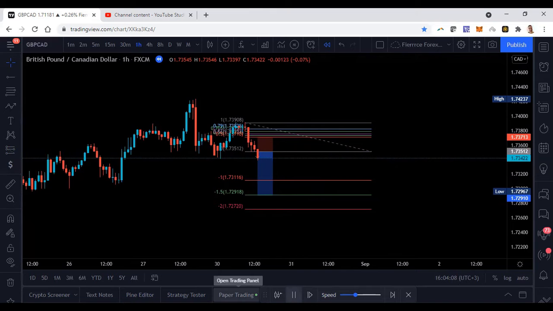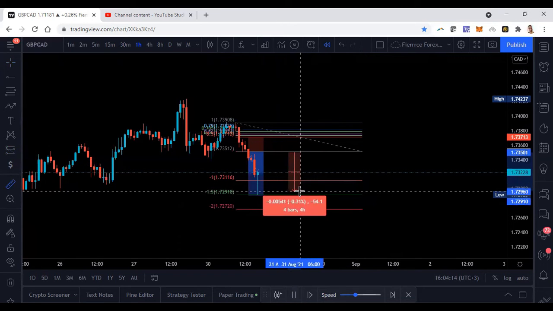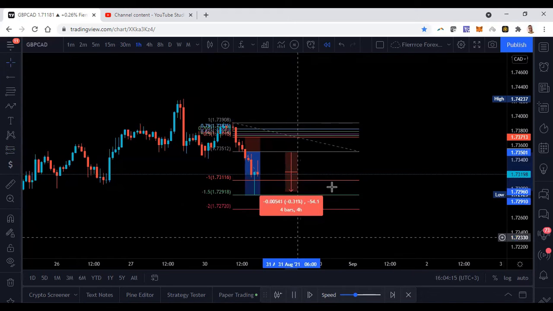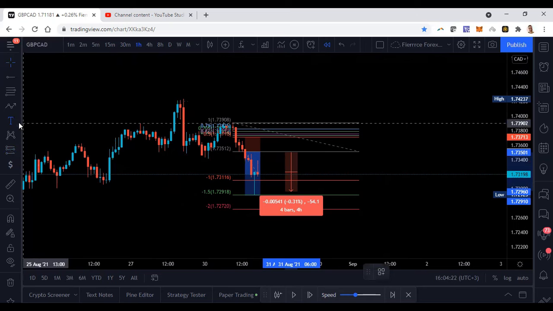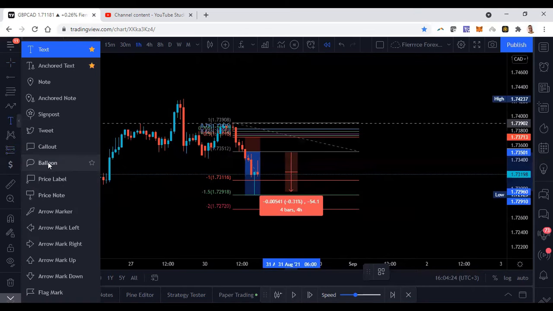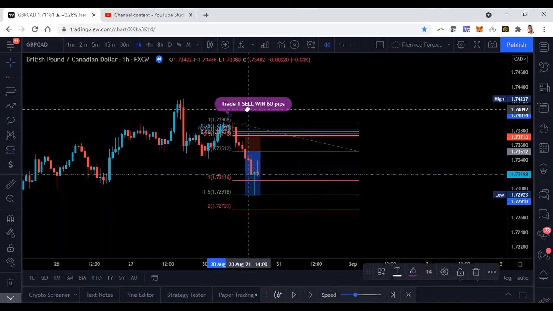There we go. We are already in a clean trade right about there, and we smashed my TP. So that's trade number 1. Trade 1 was a win. The sell was a win. We did 60 pips. We bagged the pips. That's trade number 1.